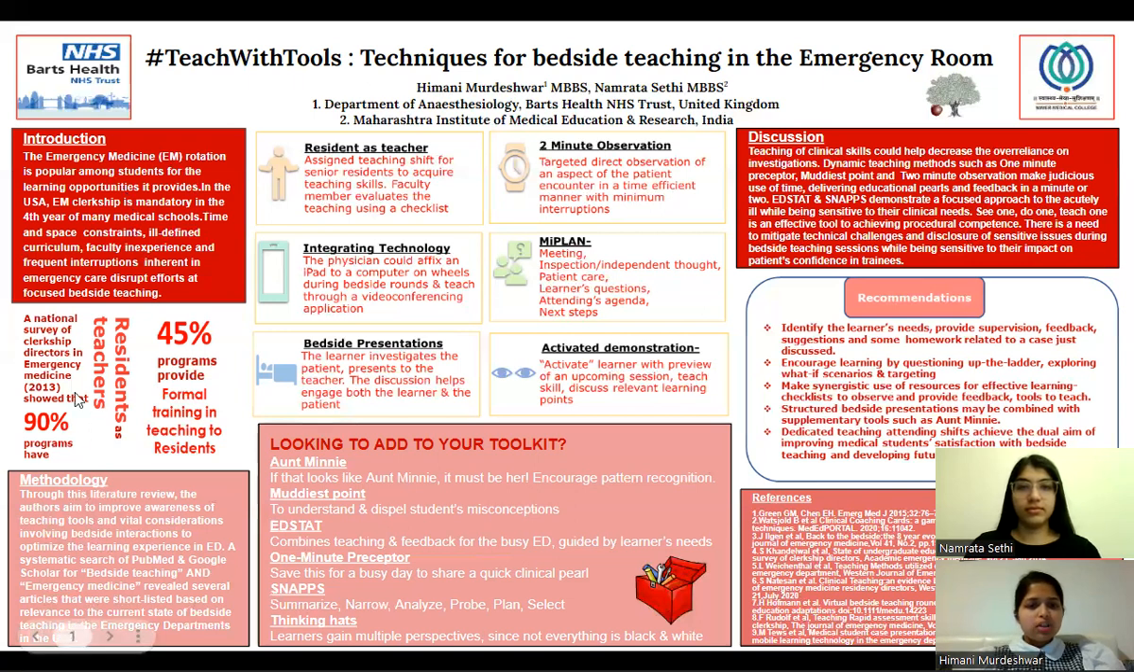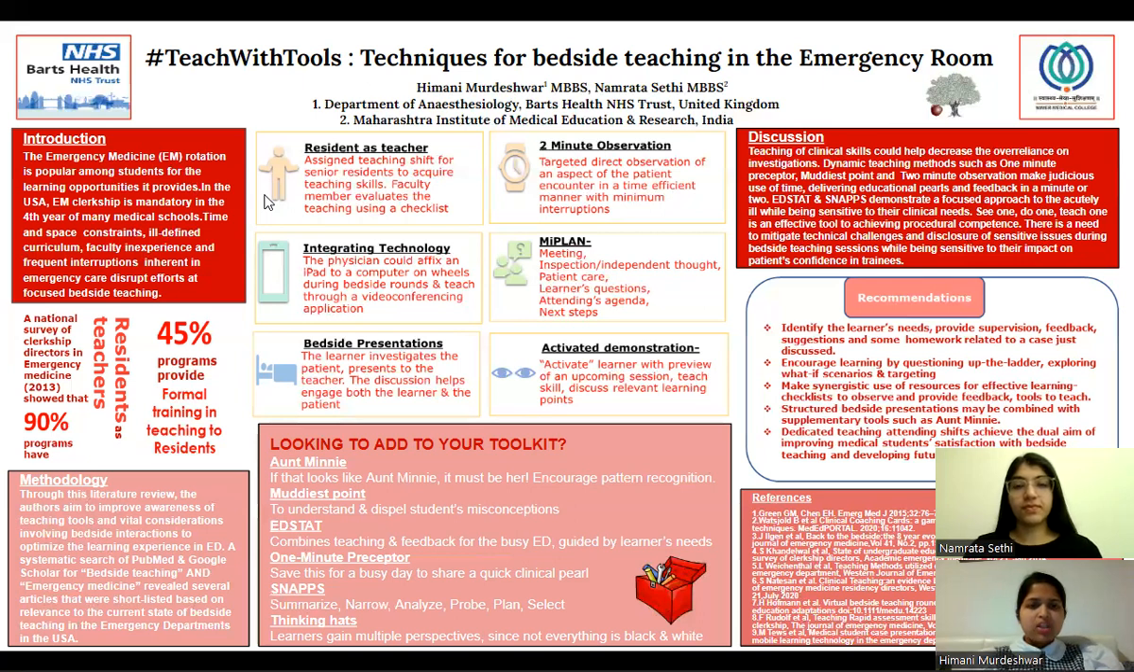A national survey into the state of undergraduate education in emergency medicine suggests that while 90% of programs involve residents as teachers, only 45% provide instruction in effective teaching methods. That prompted us to undertake this project. The literature that we reviewed through our search on PubMed and Google Scholar gave us some important tools and techniques that can be used in the ER. Here are a few of them that stood out.